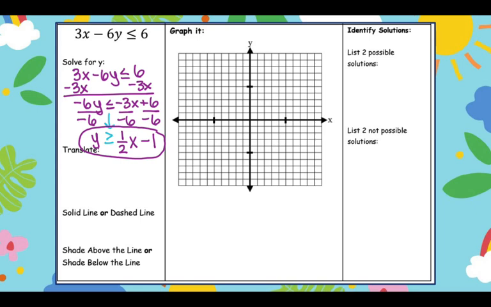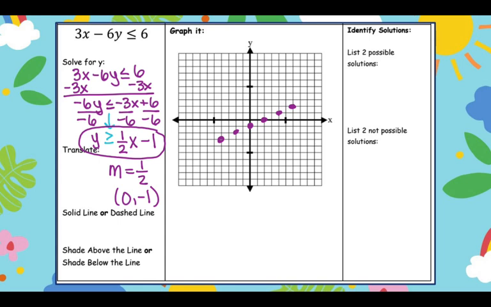So I'm going to graph the line. It's in slope-intercept form now. So m is 1/2. My y-intercept is 0, -1. So I'm going to start by plotting that point, 0, -1. Slope is 1/2, so I'm going to go up 1 over 2, up 1 over 2. I'm going to plot as many points as I need to try to make my line as accurate as possible.